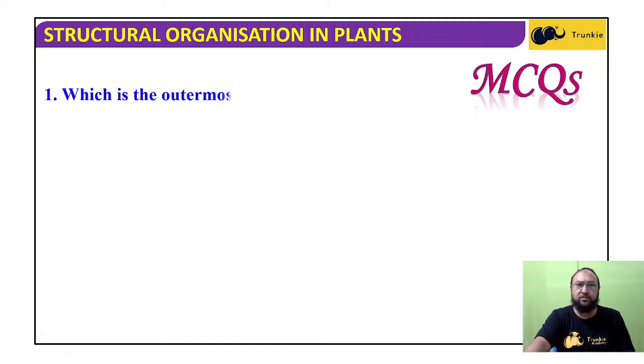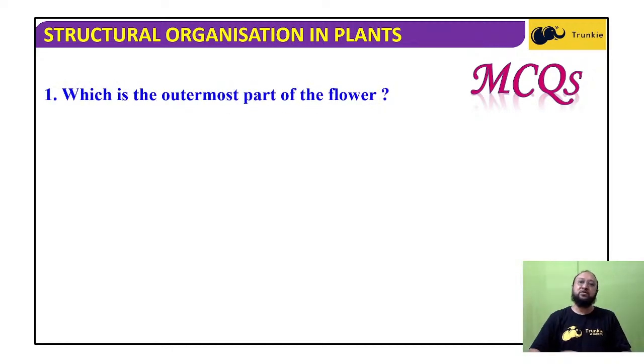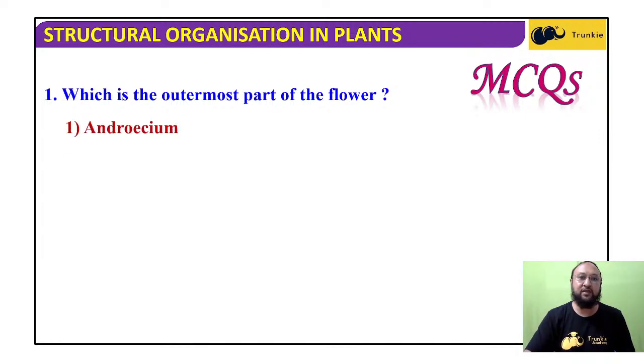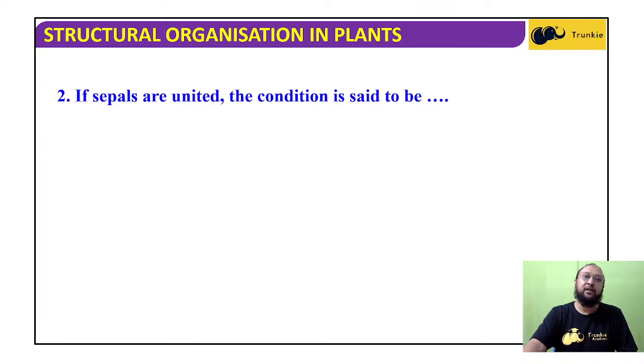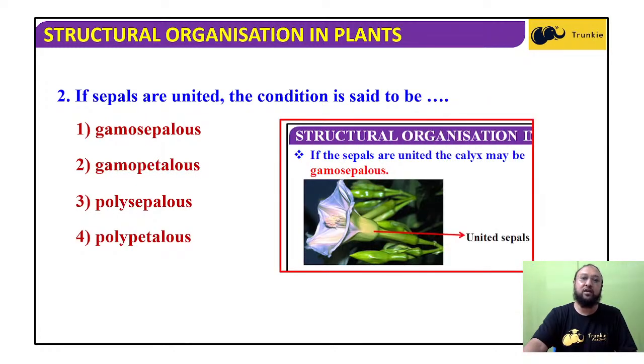Okay, now we'll go through some questions quickly. Which is the outermost part of the flower? This is the calyx or sepals. Okay, so this is very simple, calyx, and it protects the flower during the bud stage. Now if sepals are united, the condition is called gamosepalous. Yes, if petals, it's gamopetalous; for sepals, it's called gamosepalous.